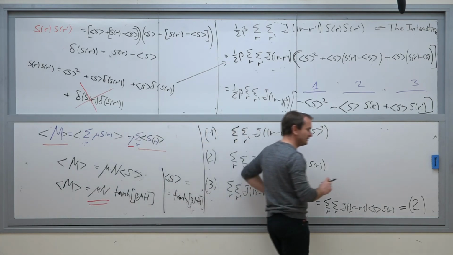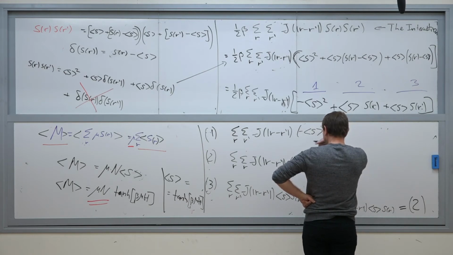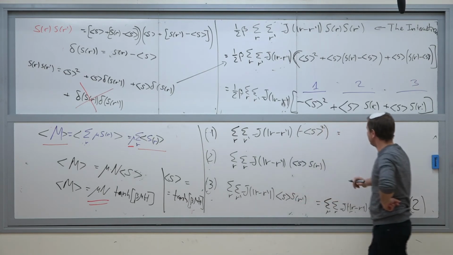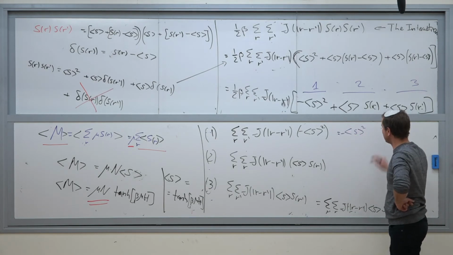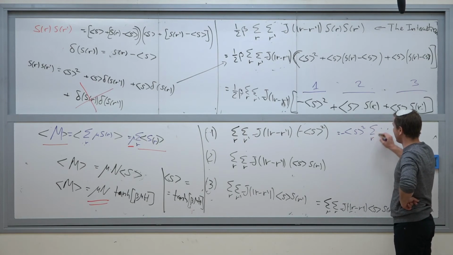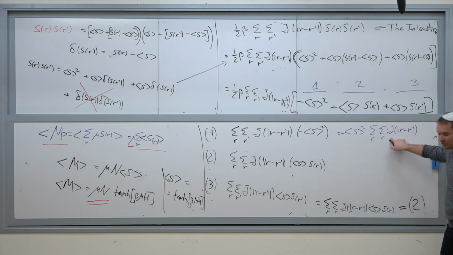Here I could do this as, let's take s average squared out with a minus sum. I'm left with r prime, j over r minus r prime. Now those are interactions and they are constant. Somebody should tell us what they are.